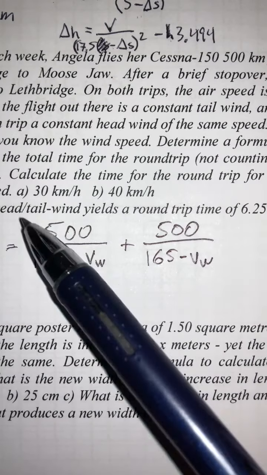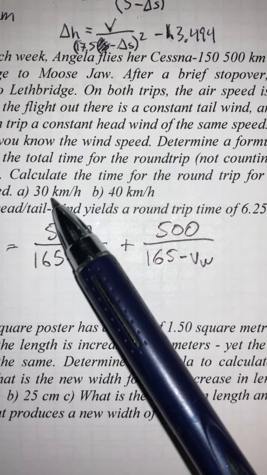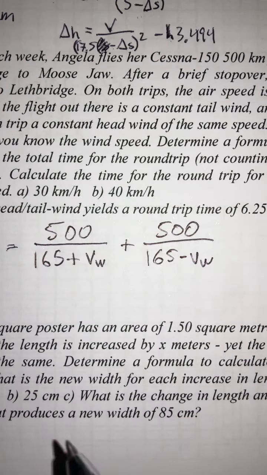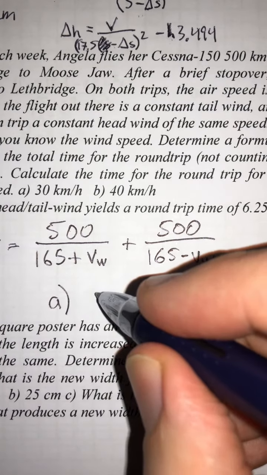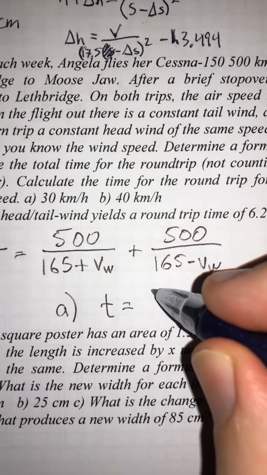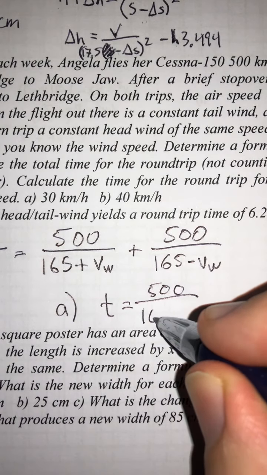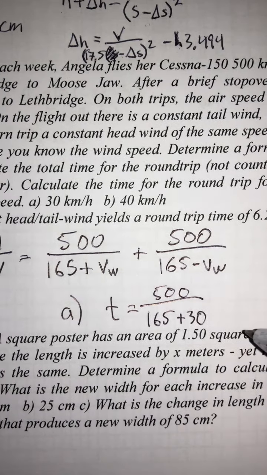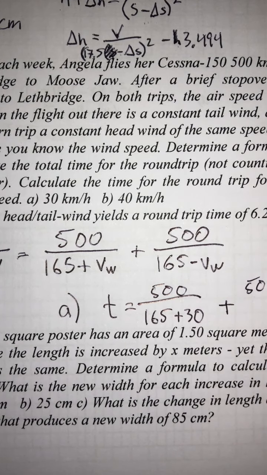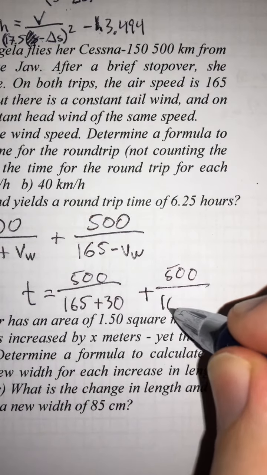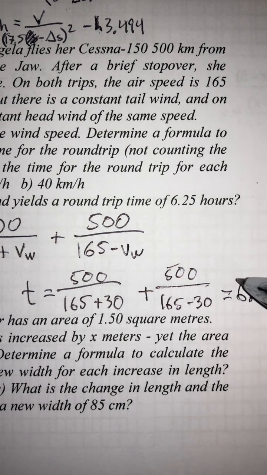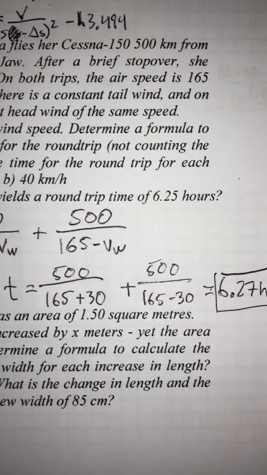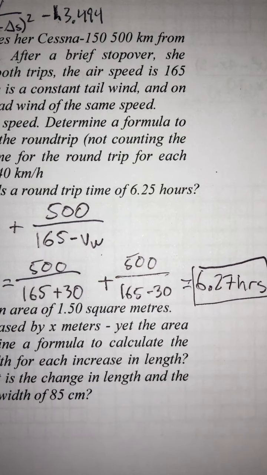For A, it's 30 kilometers. Again, for the sake of time in this video, for A and B, I'm just going to show you A. For A, I want to know what the time is. So you're just going to put 500 divided by 165 plus 30, plus 500 over 165 minus 30. And this is going to give us 6.27 hours. So that one's the easy one. When you're plugging in on this side, it's pretty straightforward.